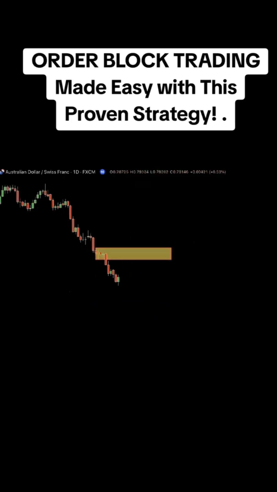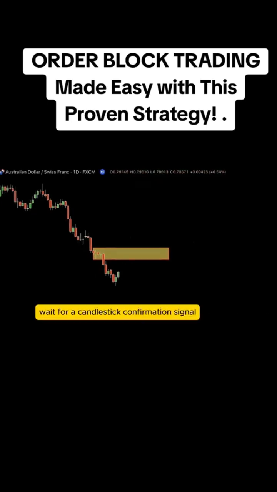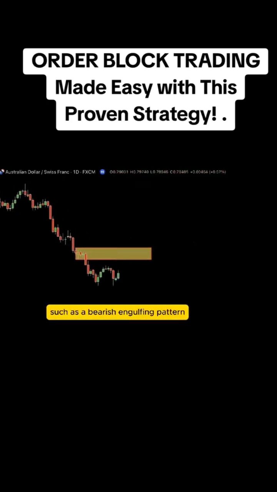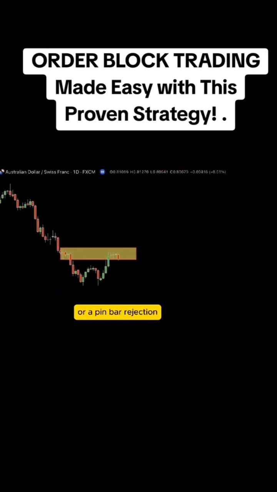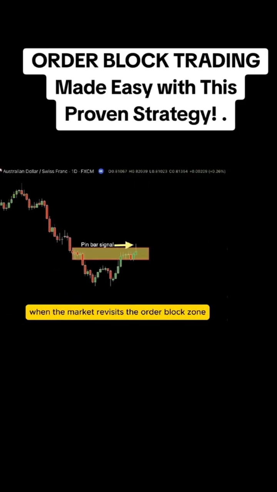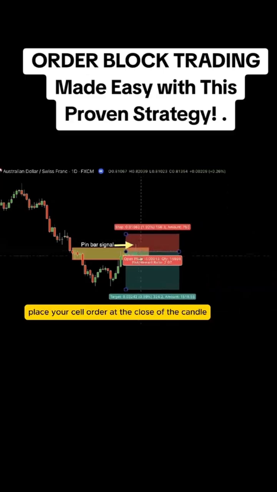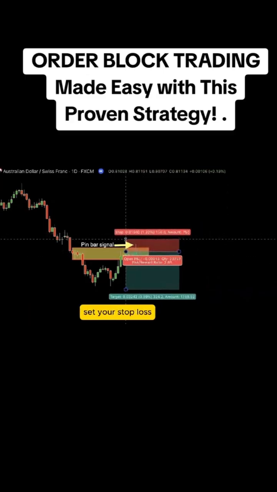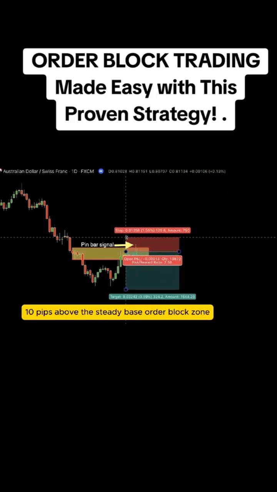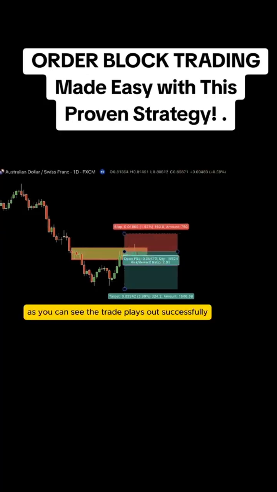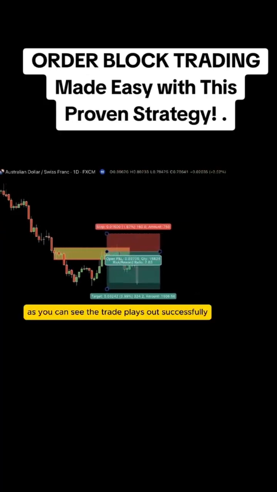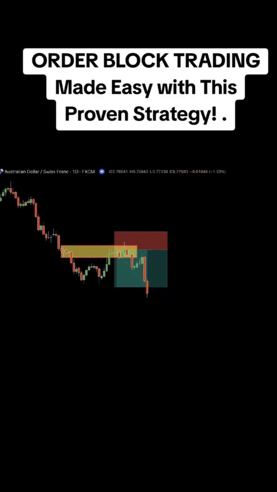Second option. Wait for a candlestick confirmation signal, such as a bearish engulfing pattern or a pin bar rejection, when the market revisits the order block zone. After seeing the signal, place your sell order at the close of the candle, set your stop loss 10 pips above the steady base order block zone, and target twice the risk taken. As you can see, the trade plays out successfully and hits the take profit target.